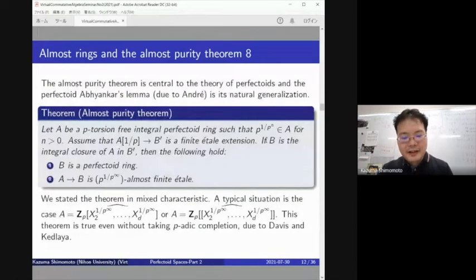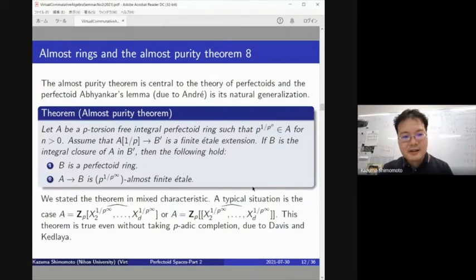Okay, after getting some sense of what's going on in characteristic P, let's move on to the harder part, which is mixed characteristic. This is the almost purity theorem. The statement is as follows. Let's start with a P-torsion free integral perfectoid ring A such that A contains all P power roots of P. Actually, we don't need this assumption, but let's just make it simple.